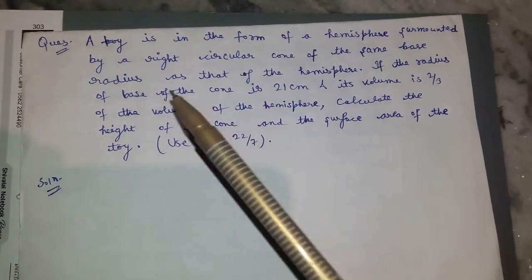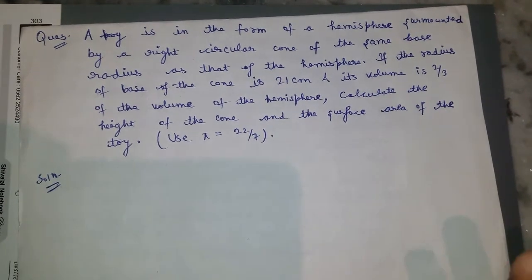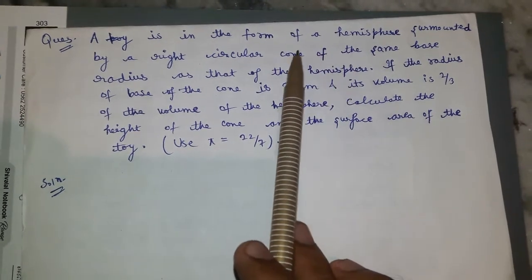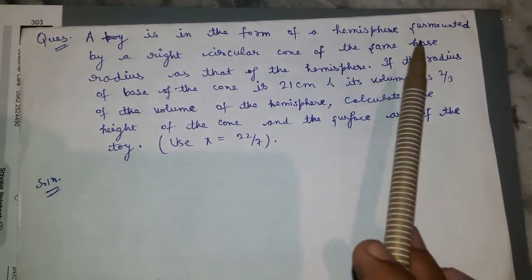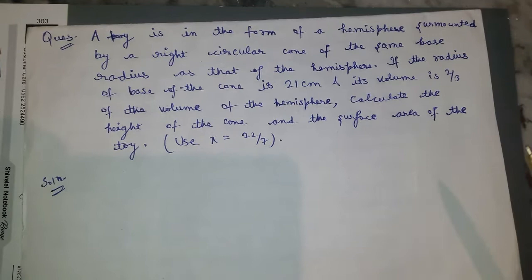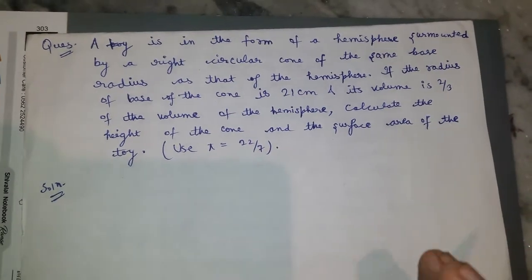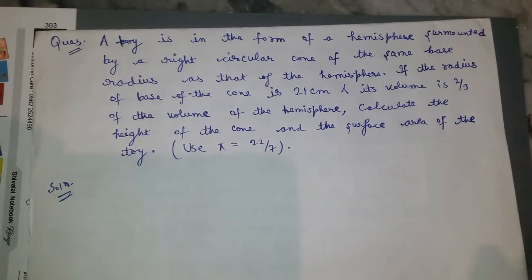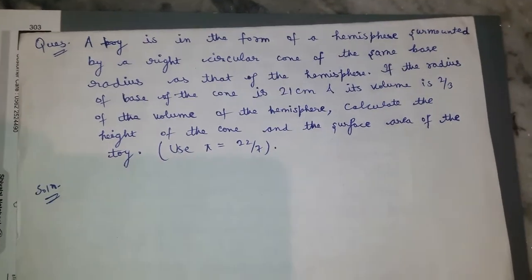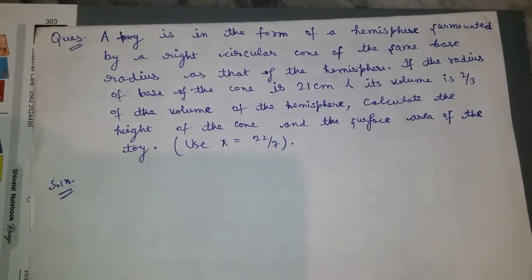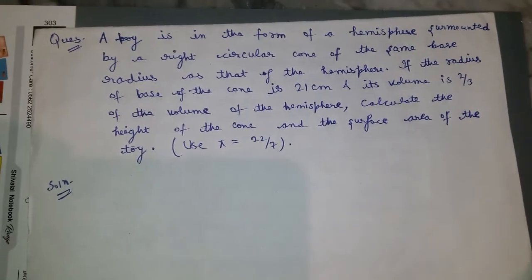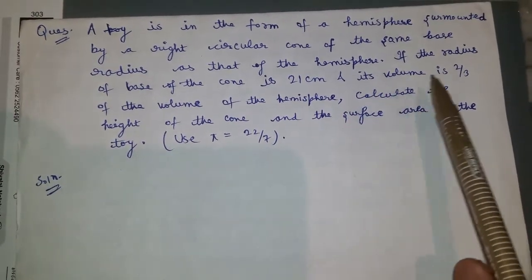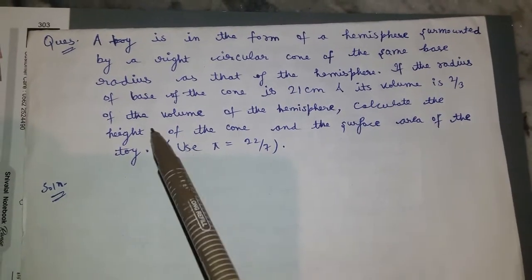Okay, so in the question it is given that there is a toy that is in the form of the hemisphere and it is surmounted by the right circular cone. Okay, and in which both have the same base radius as that of hemisphere. So the cone and the hemisphere base radius is same. Okay, so the radius is given like 21 centimeter, and here one condition is given. While solving the question you have to grab the condition. So you have to read the question very properly. Here it is given that its volume is 2 by 3 of the volume of the hemisphere.